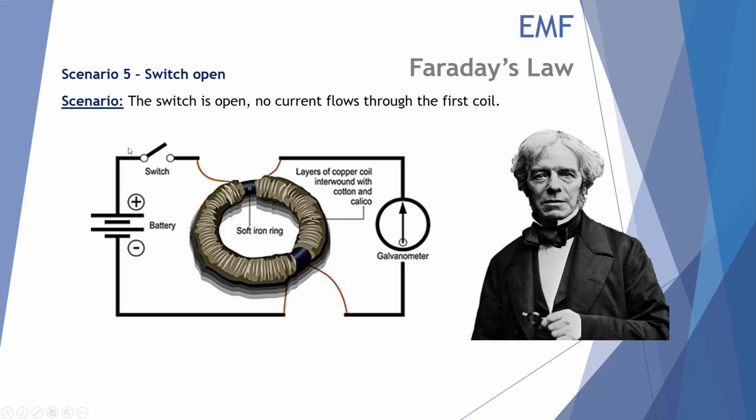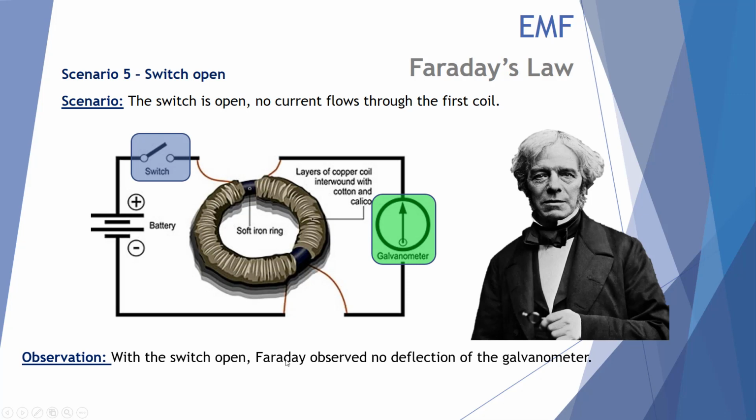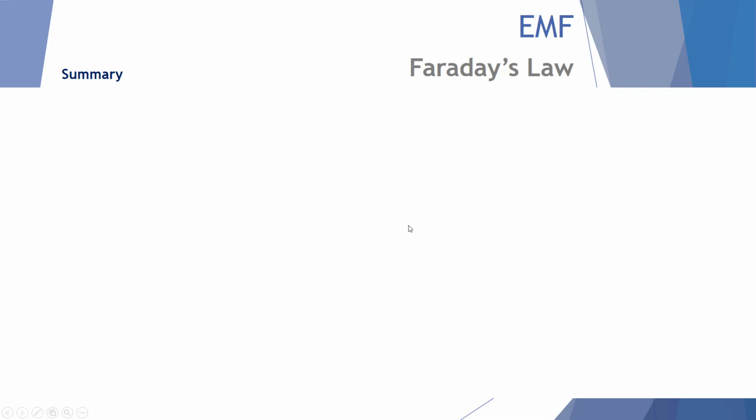Finally, when the switch is left open, the switch is open, we have no current flowing through the first coil. Faraday observed, with the switch open, no deflection of the galvanometer whatsoever. So let's look at that in a summary.